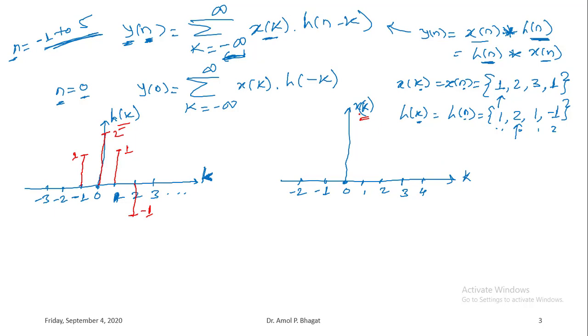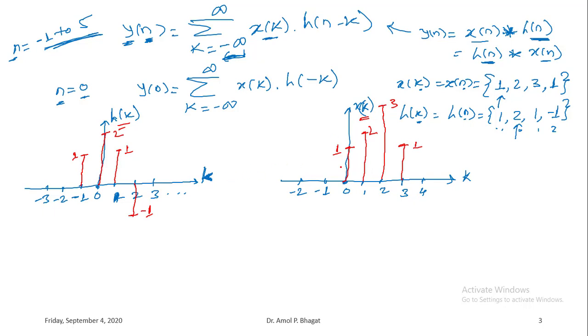Similarly I can plot x of k. As per the given input sequence, at origin, at 0 it is 1. Then at 1 it is 2. Then at 2 it is 3. And then again at 3 it is 1. So this is how I have plotted the given impulse response h of k and the input sequence x of k.